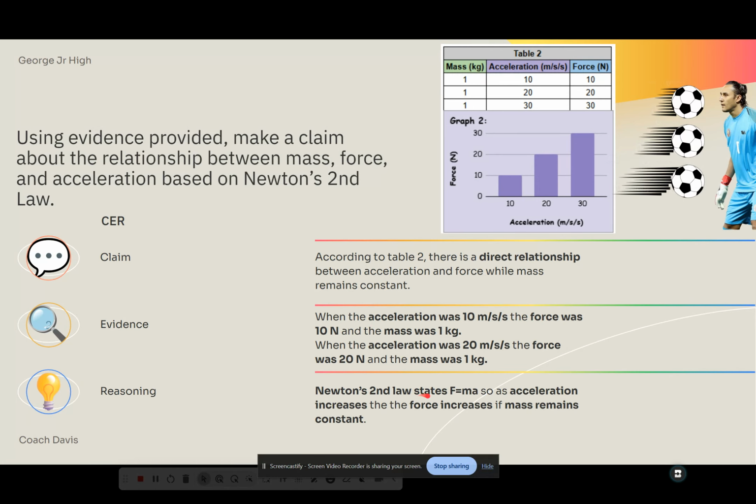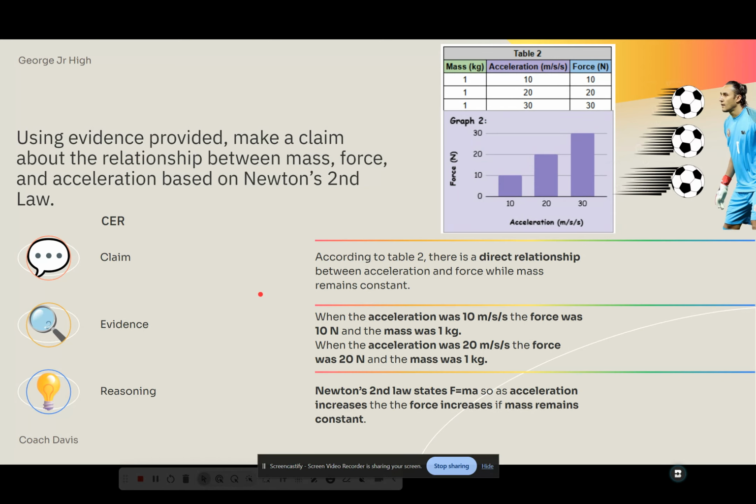Newton's second law states force equals mass times acceleration. So as the acceleration increases, 10, 20, 30, the force increases. Force, 10, 20, 30. The force increases if the mass remains constant. Mass is right here. We don't, again, see it on the graph because it's not really doing anything. So we would not include that on the graph.